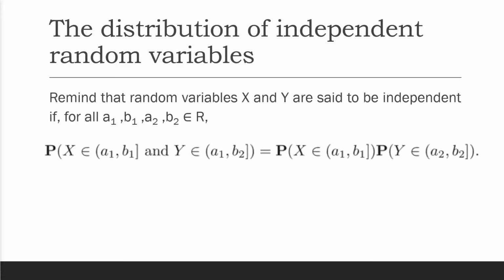So let's have the distribution of independent random variables. Recall that the random variables X and Y are said to be independent if for all a sub 1, b sub 1, a sub 2, b sub 2 elements of R, the probability of the set where X is an element of the half interval a sub 1, b sub 1, and Y is an element of the half interval a sub 2, b sub 2, is equal to the probability of X being an element of the half interval a sub 1, b sub 1, times the probability of Y being an element of the half interval a sub 2, b sub 2.